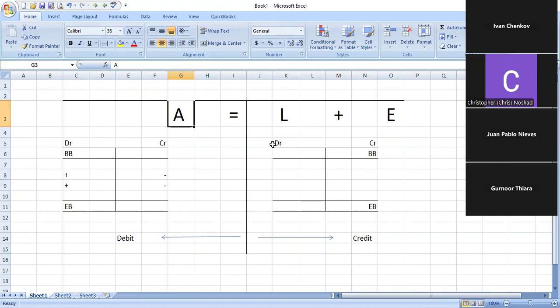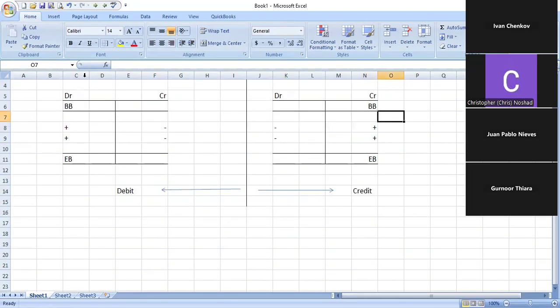On the liability and equity, since their normal balance is credit, what we're going to do is flip this to the opposite. So every time we put something on the credit side, that's going to increase the liability or equity account. And every time we put something on the debit side, that's going to reduce the liability or equity. So let's see a simple example here so you can understand it.